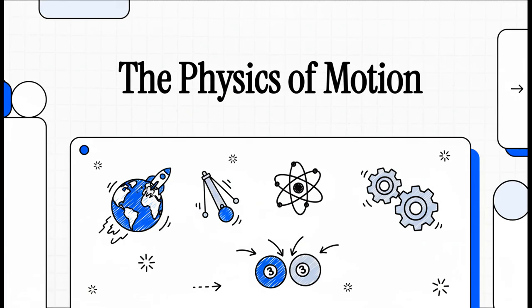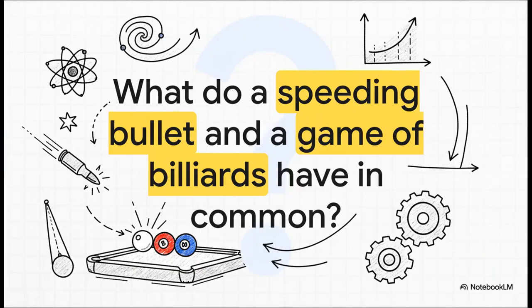All right, today we are cracking the code on motion itself. Those invisible rules that govern, well, pretty much everything. From a speeding bullet to a falling apple, we're going to see how just a few really elegant principles of physics connect all of it. So yeah, let's dive right in.